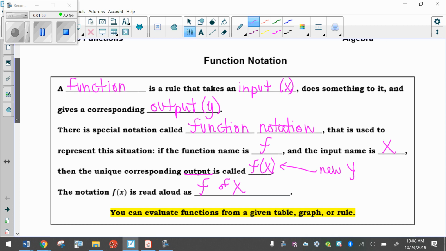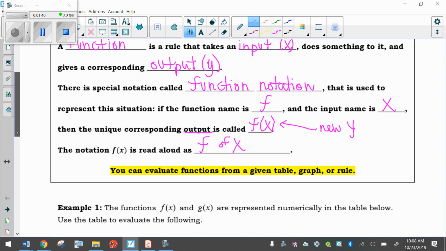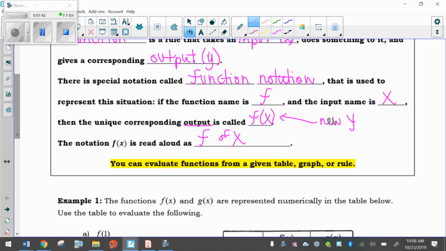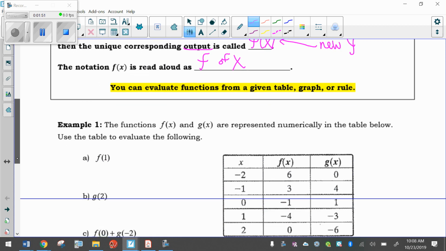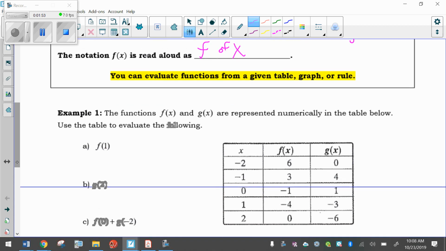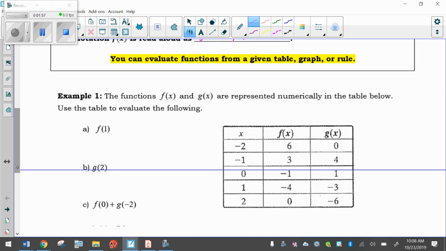So if you think of f of x as y as we move forward, we will be able to do this. So it says we can evaluate functions from a given table, a graph, or a rule. So example 1 we're going to start with is a table. So two functions are shown in the table. We have f of x here, and we have g of x over here.